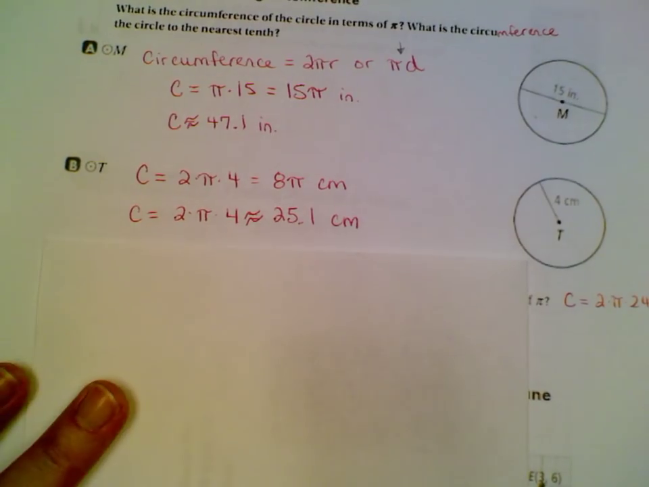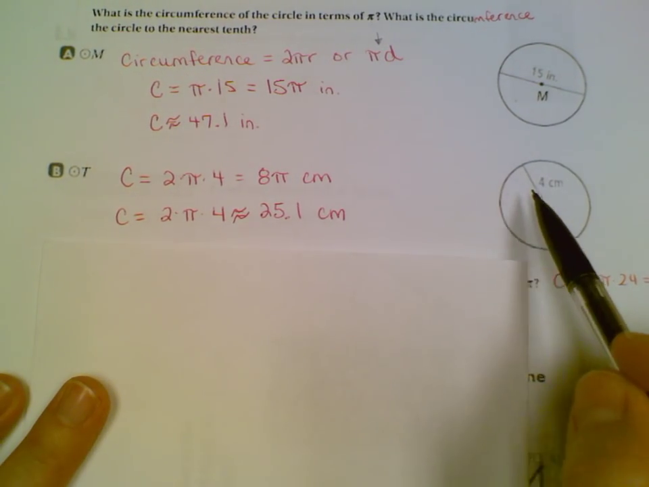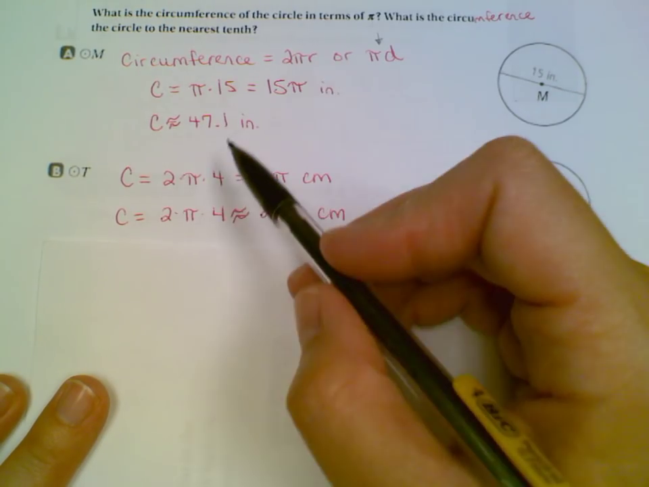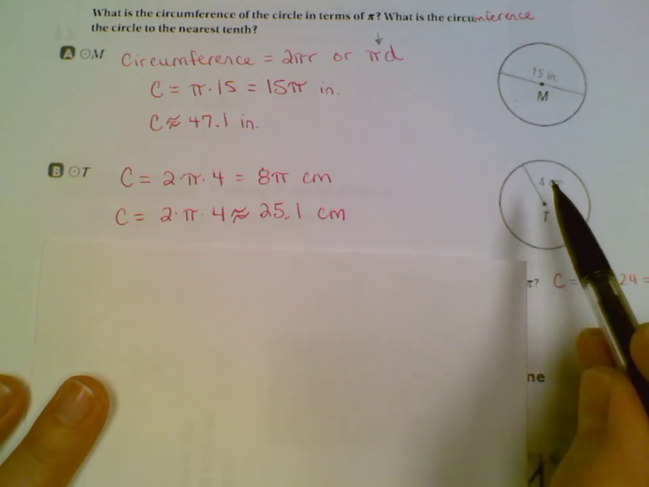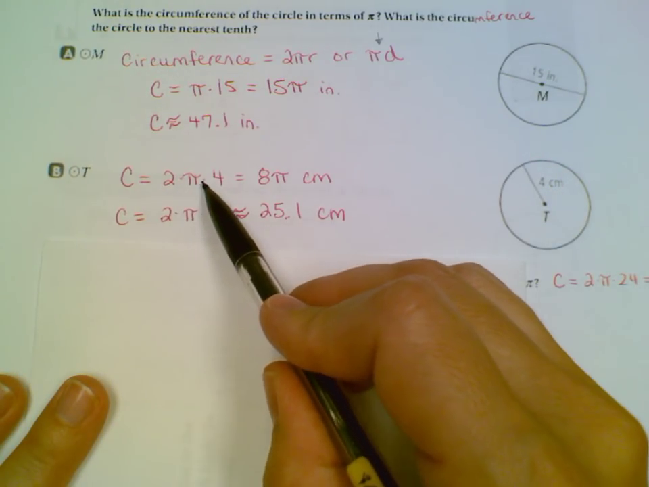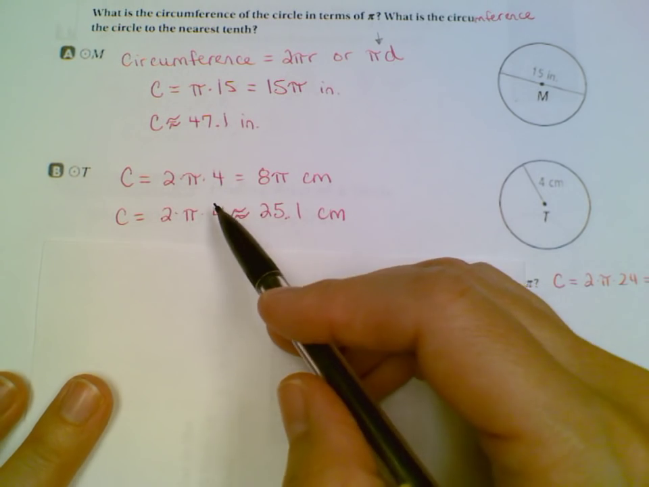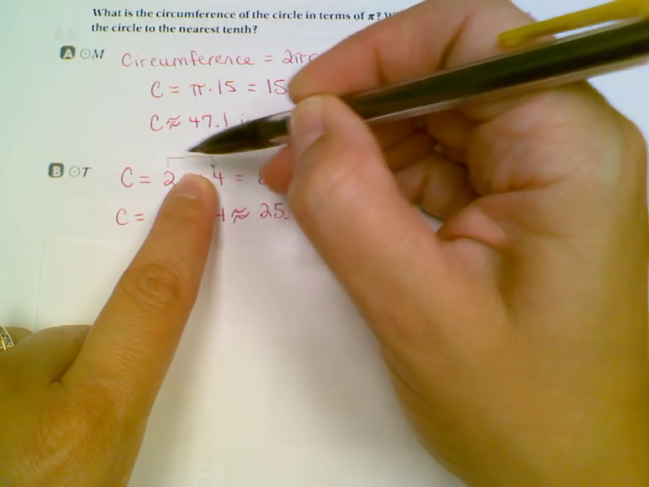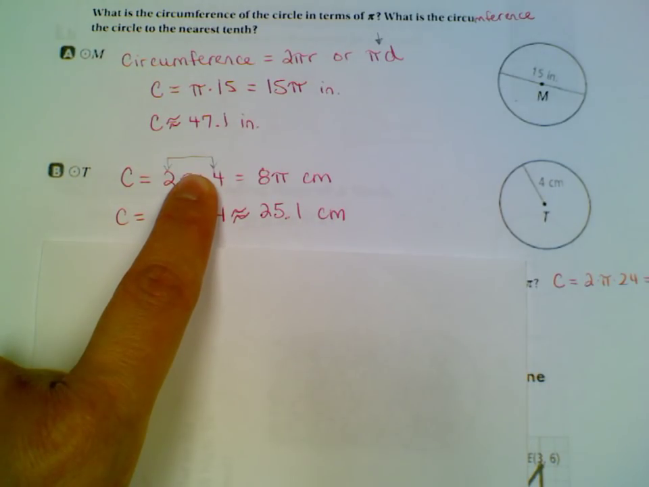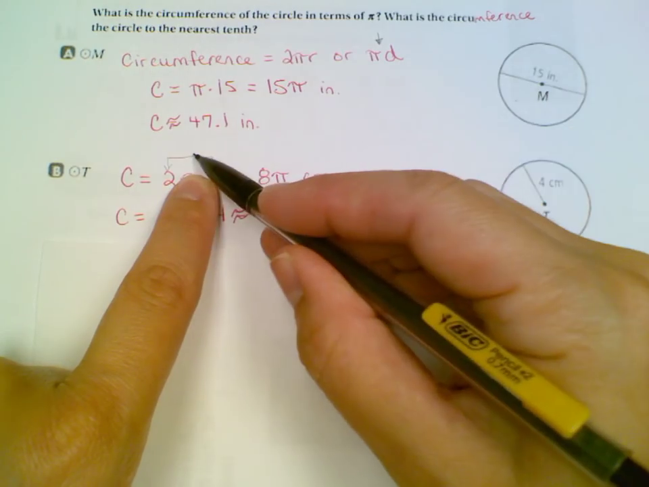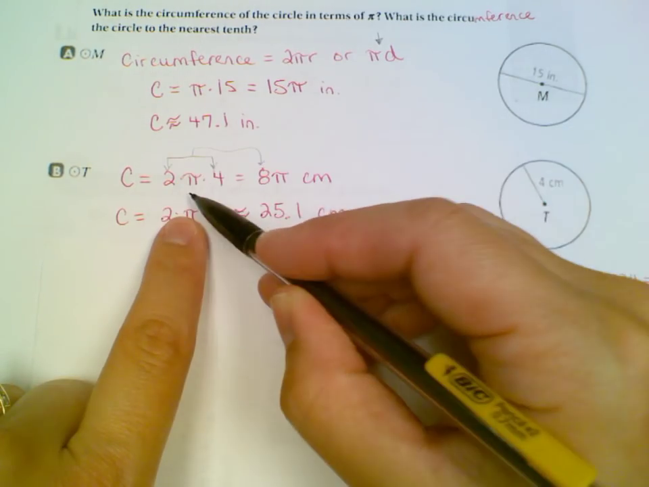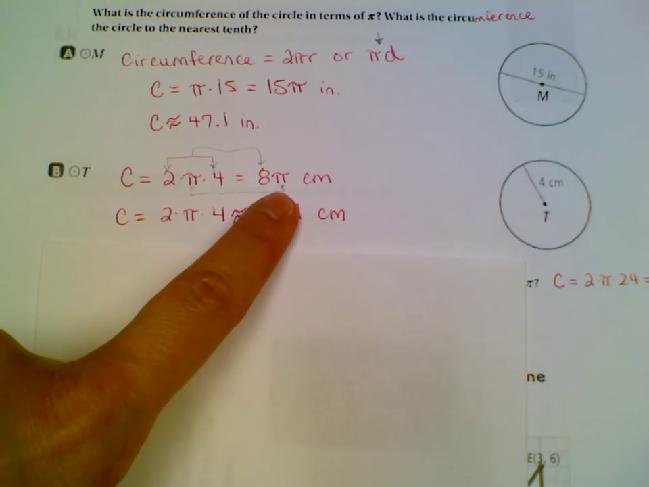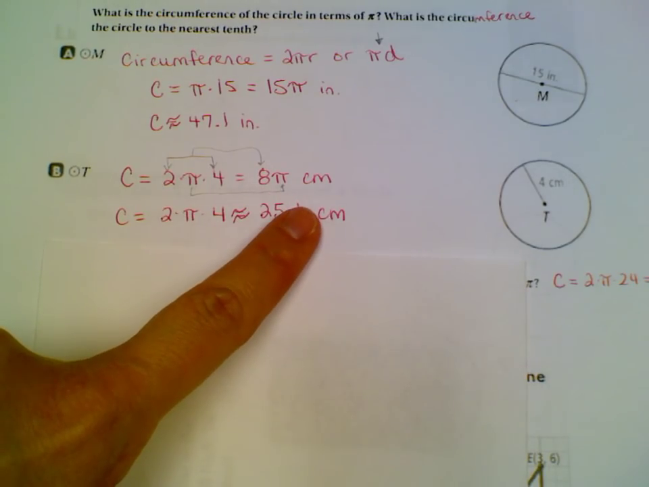On the second one, notice that they don't give you the diameter, they give you the radius. So now I'm going to use this first formula, and I'm going to put 4 in for the radius spot. So now I have 2 times pi times 4. Remember what I said, if it's left in terms of pi, I just ignore the pi symbol and multiply my numbers or simplify. So that's where I'm getting 8. And then I'm just going to tack the pi on at the end. So my answer in terms of pi would be 8 pi centimeters.